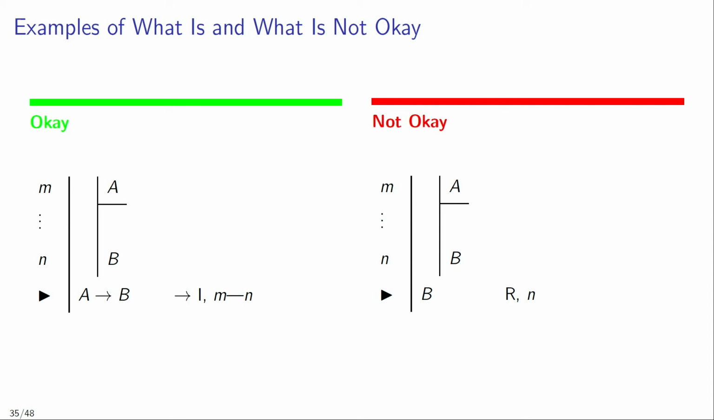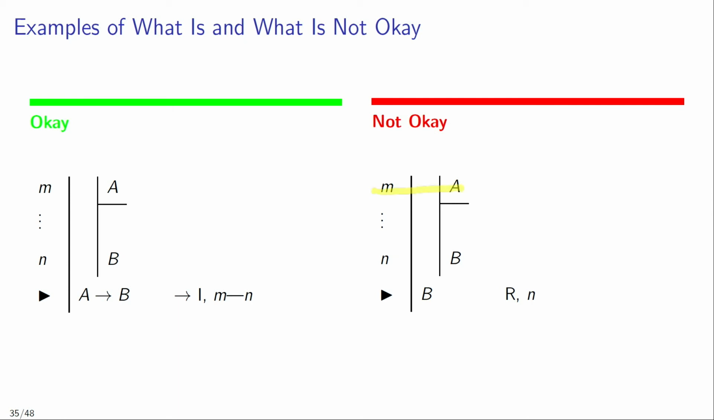As we have seen, if under the assumption that A, you can infer B, then you are licensed to infer the conditional if A then B and justify this inference by citing conditional introduction as applied to the entire subproof M to N. This is okay. This is a correct use of a subproof. Now, here's an example of what's not okay.